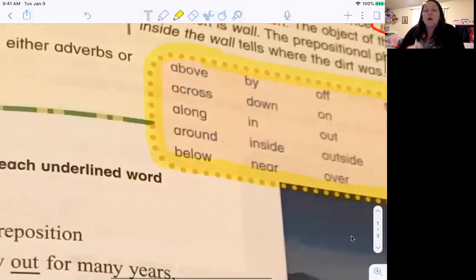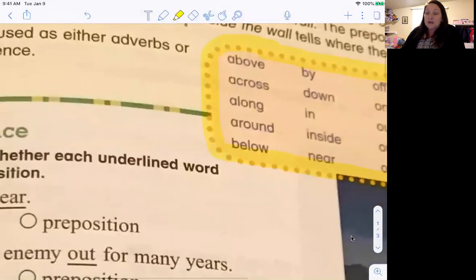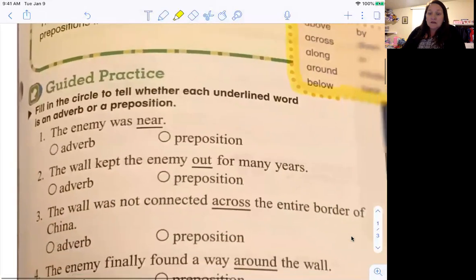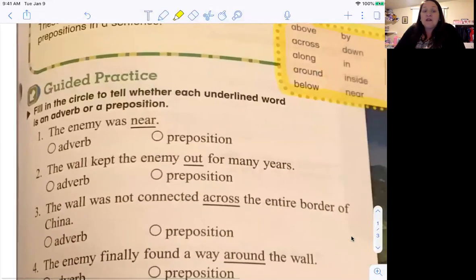So if you are a little bit confused, that's okay. Go back and rewind and watch the first part of this video, okay? So you'll be able to get a better grasp of what's going on. But let's look at this guided practice. Let me shrink that down a little bit for you. It says, fill in the circle to tell whether each underlined word is an adverb or a preposition.